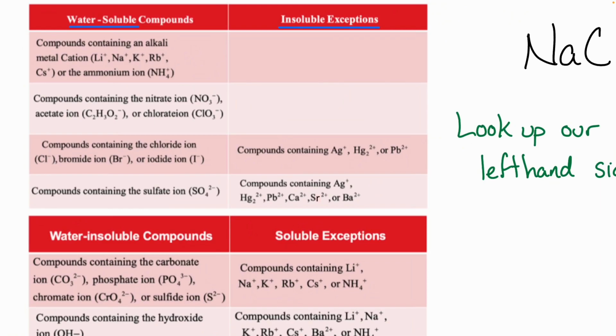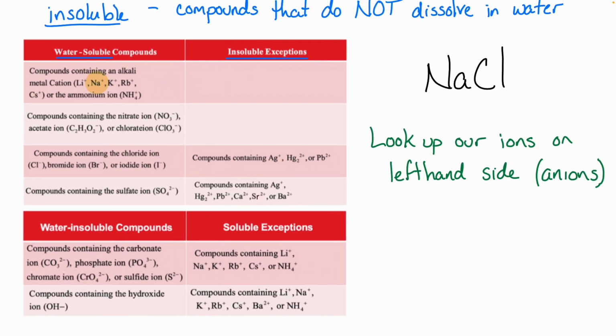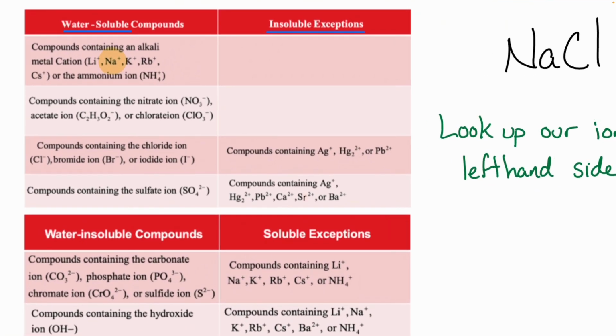Okay? If we look up sodium on this table here, we see sodium in this very first box here. It says that if your compound contains sodium, there are no insoluble exceptions, meaning every sodium-containing compound is a soluble ionic compound. Okay? Again, normally it's easier to find the anion, the negatively charged ion, so let's just convince ourselves that if we do that, we get the same answer here.